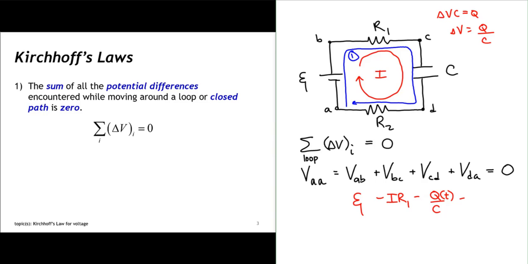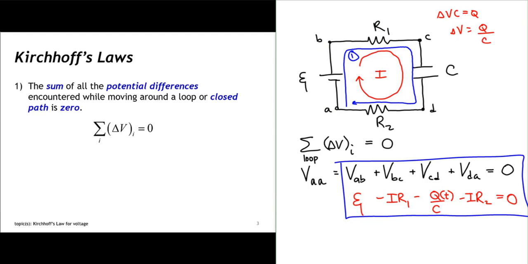Then the potential difference across resistor 2 is IR2, and this sums to 0. Notice how this gives us an equation. Kirchhoff's law gives us a relationship between the voltages of the components in a circuit. And these relationships will allow us to find important information, such as how much charge is on our capacitor or how much current is flowing through our circuit.